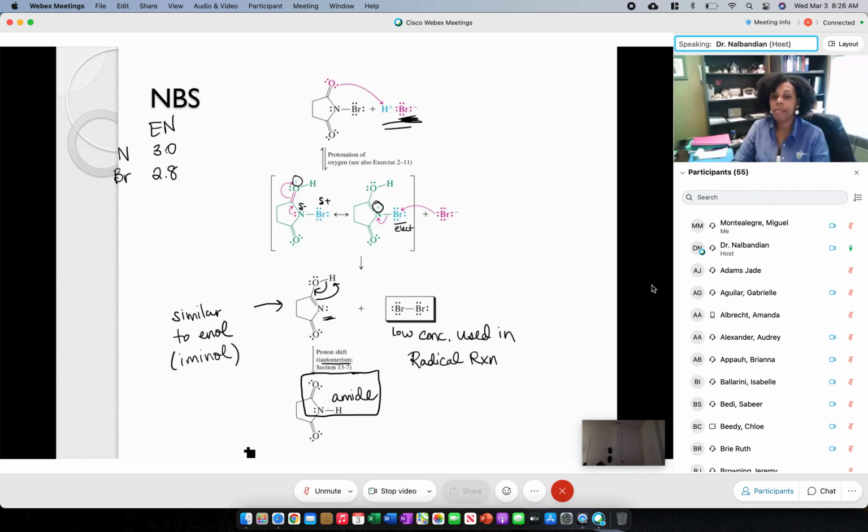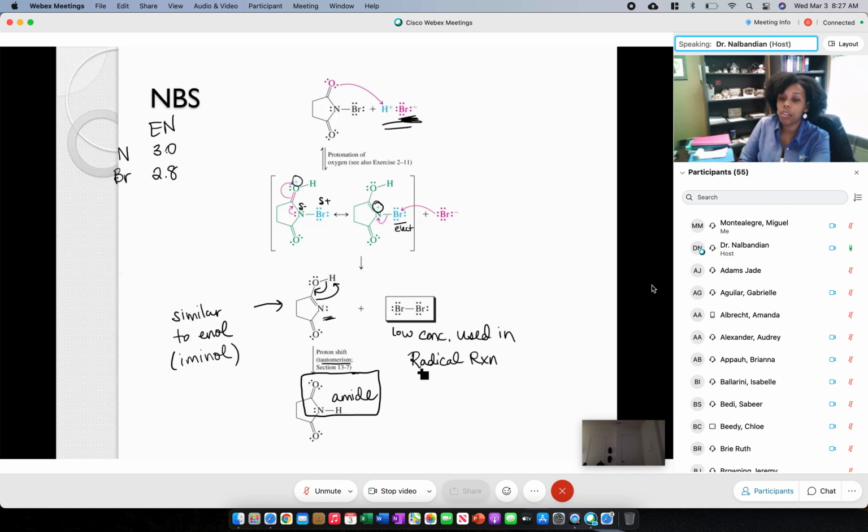So this is how we make our bromine from NBS. We have our NBS. It's dissolved in carbon tetrachloride. We lose that bromine from the NBS, the N-bromosuccinimide, and we make Br2. But that's just to make the bromine. We haven't done the reaction yet.